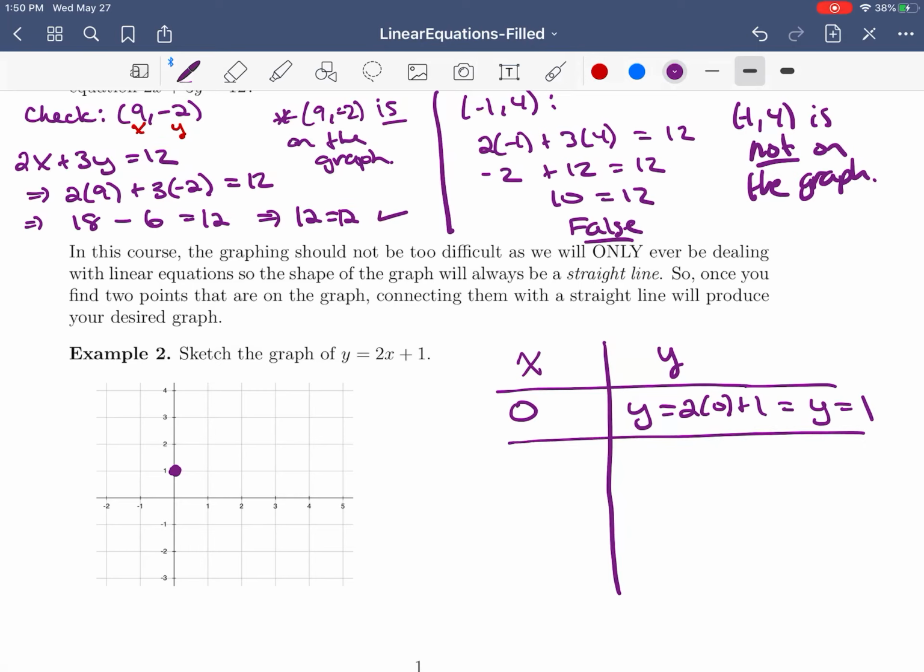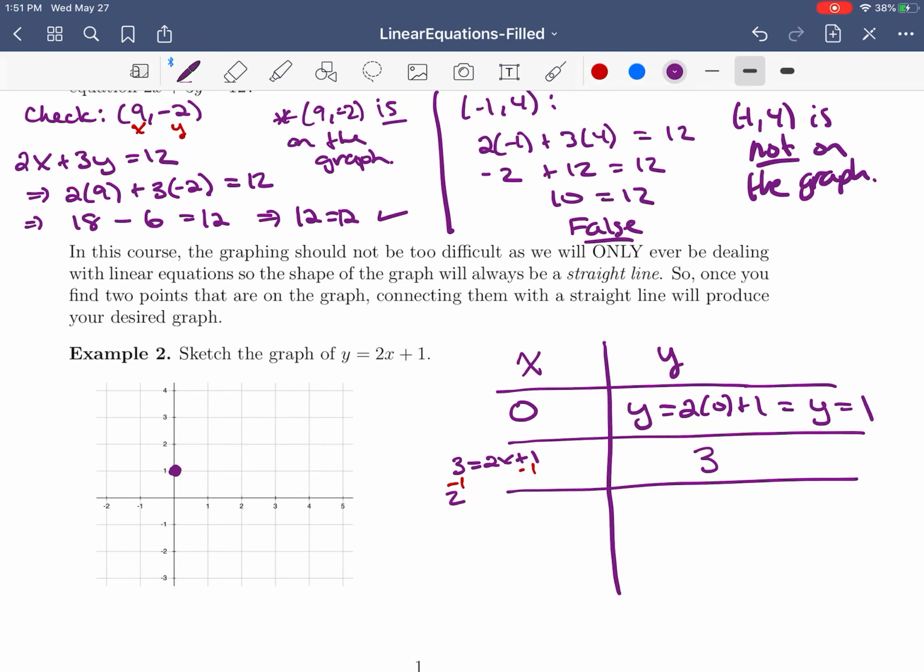I could also pick a y value if I want. Let's say I have a y value of 3, just to pick something different. That means that I need 3 to equal 2x plus 1. So I want to solve for x here. I'm going to subtract 1 on both sides.